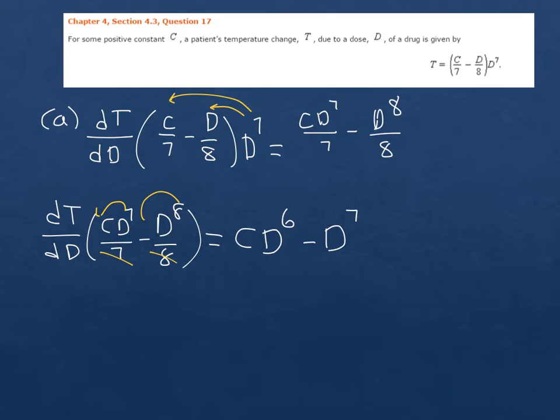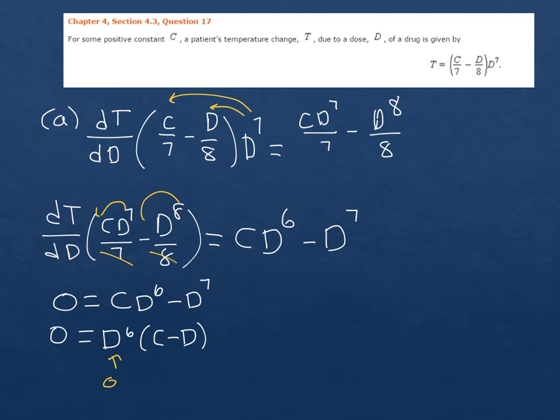How do we find critical points? We set the derivative equal to 0, and we solve this for D. So CD to the 6 minus D to the 7th. I could probably factor out a D to the 6, and that leaves me this. Well, certainly the dosage equaling 0 doesn't make any sense, so this is the only piece I'm interested in, setting equal to 0. And solving for D, I would see that when the dose is this positive constant, so this is the answer, that the max dosage would be at D equals C.